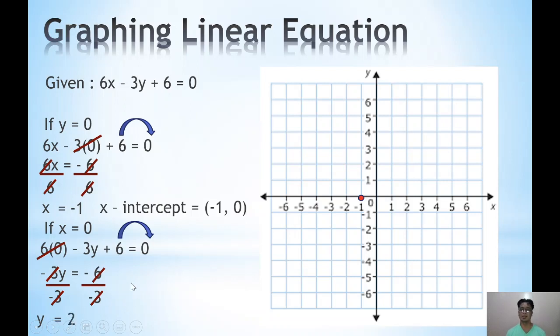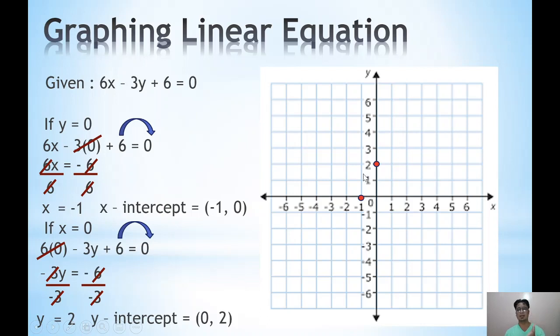Ang y-intercept natin, x ay 0, ang y ay 2. Pag sinabi nating ordered pair, palagi po siyang naka-enclose sa grouping symbol, parenthesis. Pag walang parenthesis, mali yun. Hindi na siya point. Coordinate of points. Okay? So 0 and 2, 0 ang x, then 2, eto dapat siya.